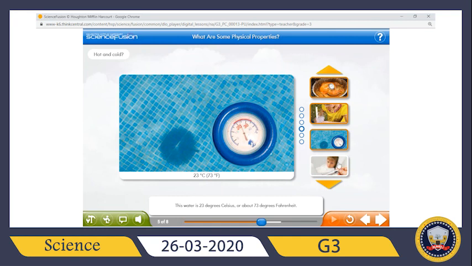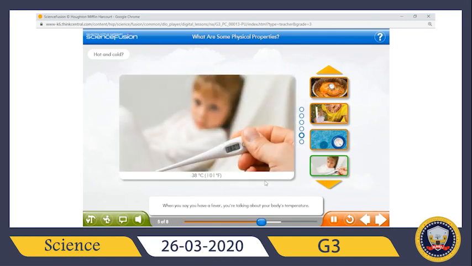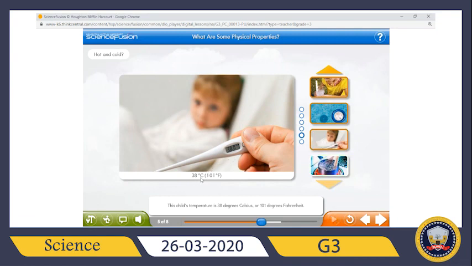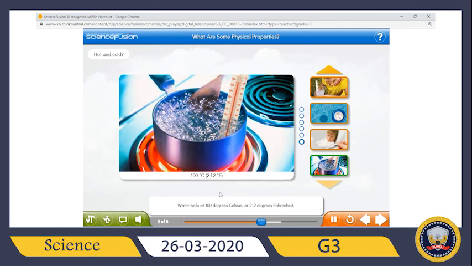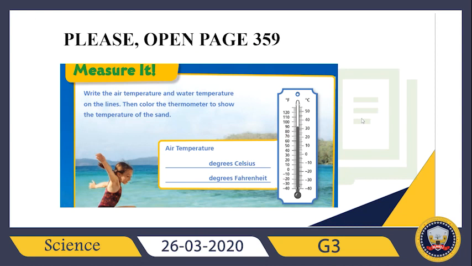Right now let's talk about some fever. When you say you have a fever, actually you are talking about your body's temperature. So for example, this temperature, we can say it is 38 degrees Celsius or 101 degrees Fahrenheit. What about when you boil the water? We say water boils at 100 degrees Celsius or 212 degrees Fahrenheit. Good job. According to these examples, right now we can fill the gaps.